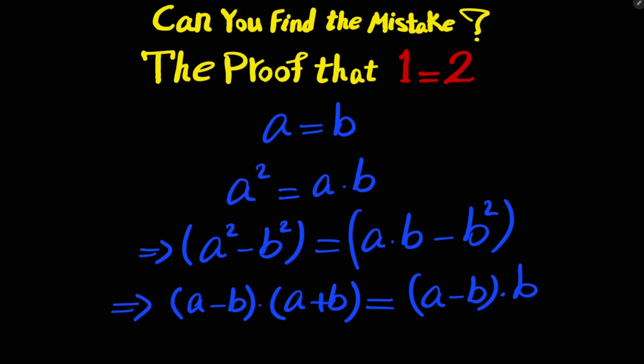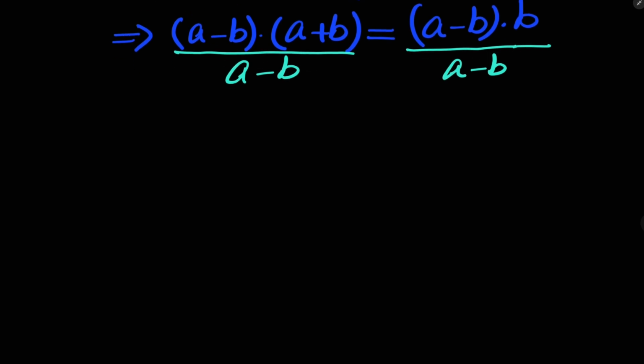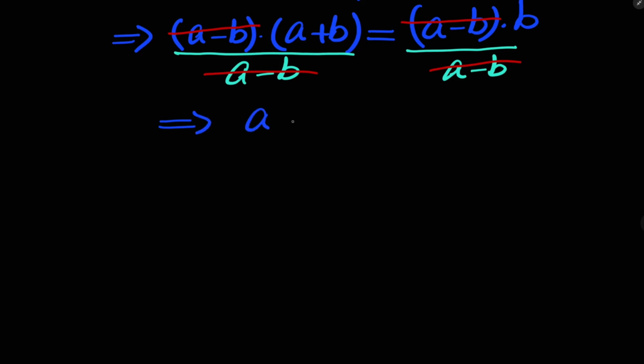So if we divide both sides by A minus B, we have A minus B in the left hand side and A minus B in the right hand side. In the left hand side here, and in the right hand side here and here, A minus B cancel each other. So we have A plus B equals B.